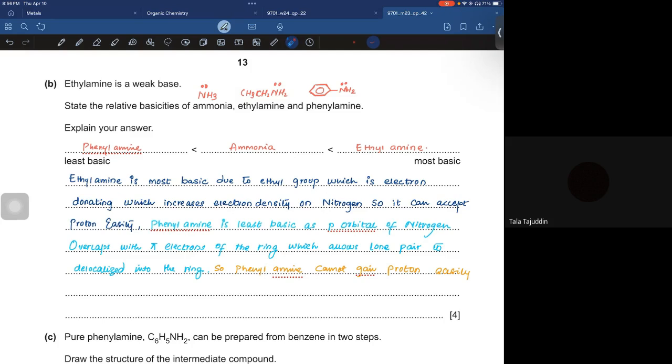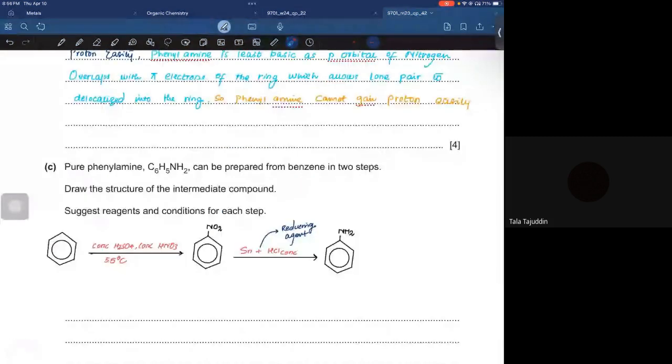Okay, it's very easy. Then in C, pure phenylamine can be prepared from benzene in 2 steps. Draw the structure of the intermediate compound, and suggest reagents and conditions for each step. So they are saying we have to form phenylamine from benzene. Benzene is the starting material. Of course, benzene is C6H6. You know, you cannot attach NH2 directly. Why? There is no such reagent by which you can attach NH2 directly over the benzene ring.